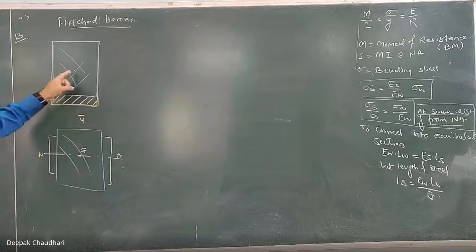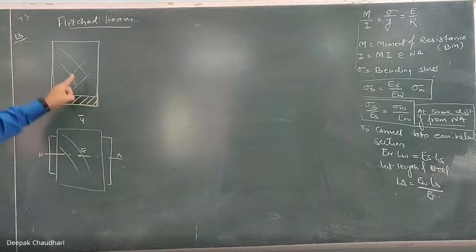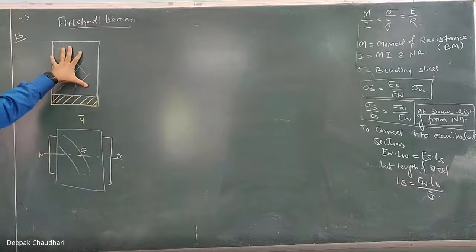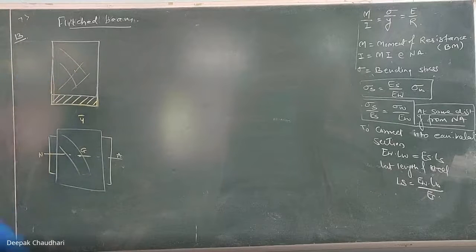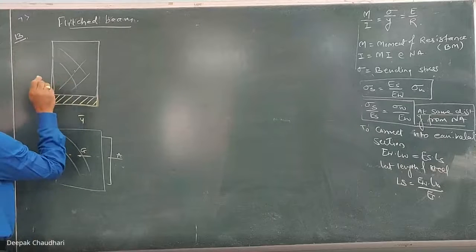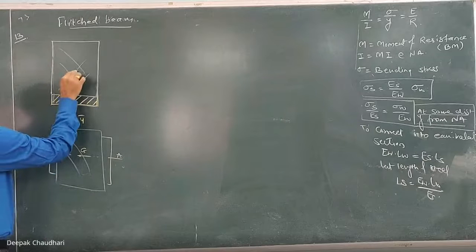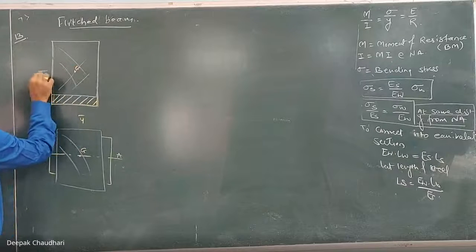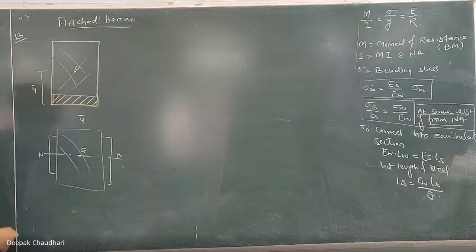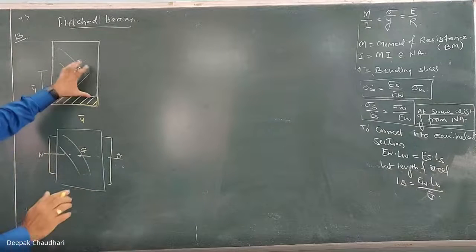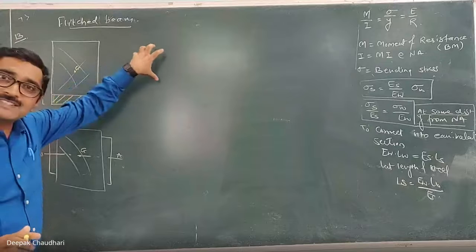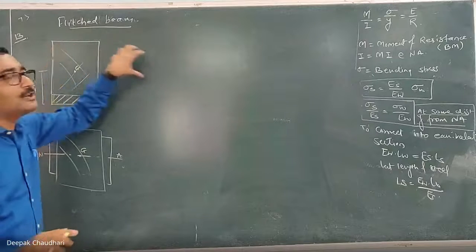Understood? That's why our first intention is to locate the mass center of this cross section, so that we can locate the position of the neutral axis. And remember, if the section has different materials and is not symmetrical, then to calculate the position of the centroid, that is to calculate this y bar, it is mandatory to convert it into either an equivalent steel section or an equivalent wooden section.